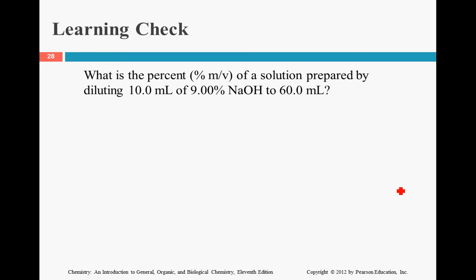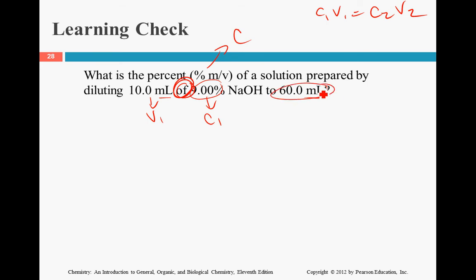Okay, what is the percent? So once again, we're looking for C's. Our equation is going to be C1V1 is equal to C2V2. What is the percent of a solution prepared by diluting, notice this "of" here, 10 milliliters, so that's going to be our V1, 9% is going to be our C1. By diluting, that's telling me that this is our initial thing. Also, it's the smaller of the two numbers. If we compare the milliliters, because this is smaller, it's the first one. The bigger one is the 2's. The reverse is true with the percentages, so the percentage actually goes down on the two sides.